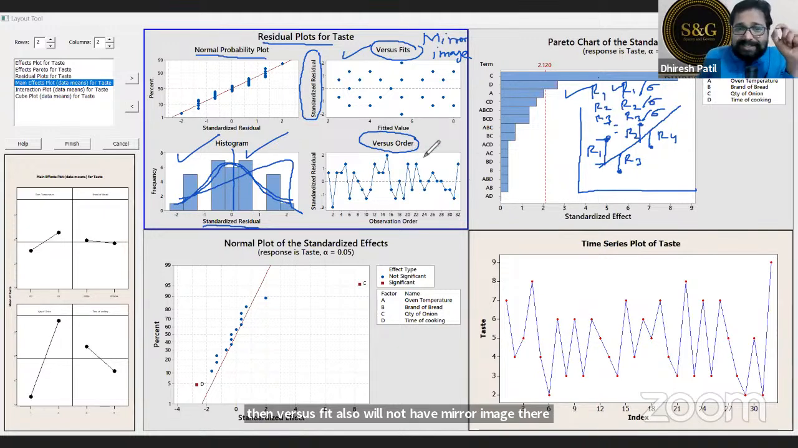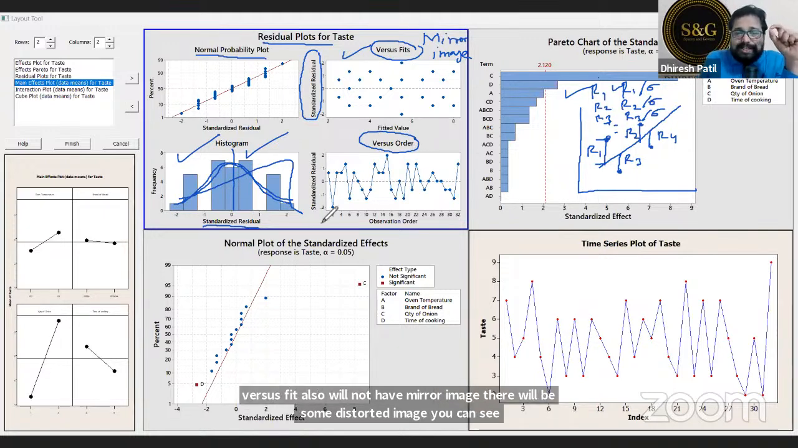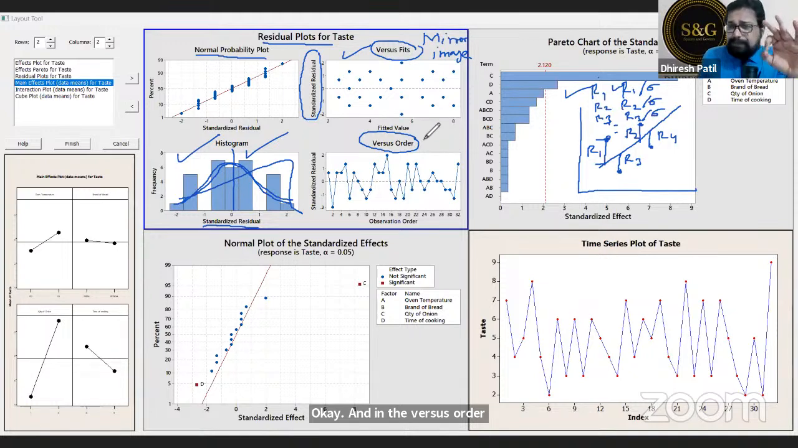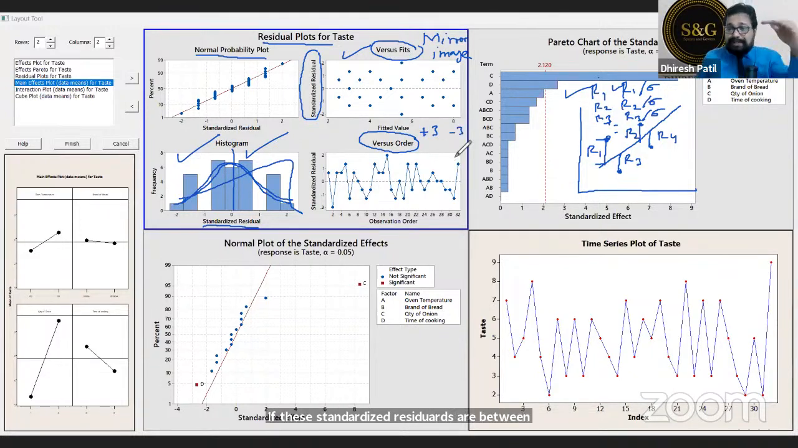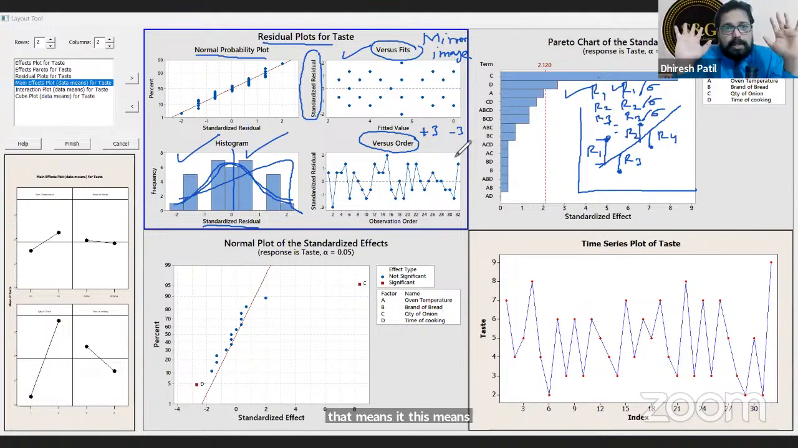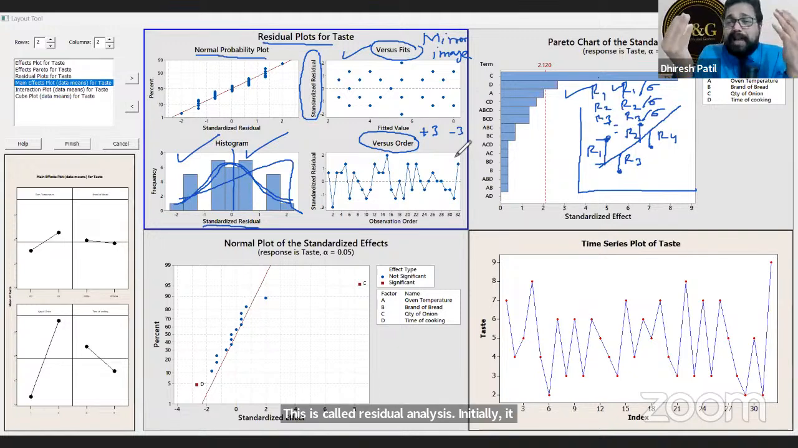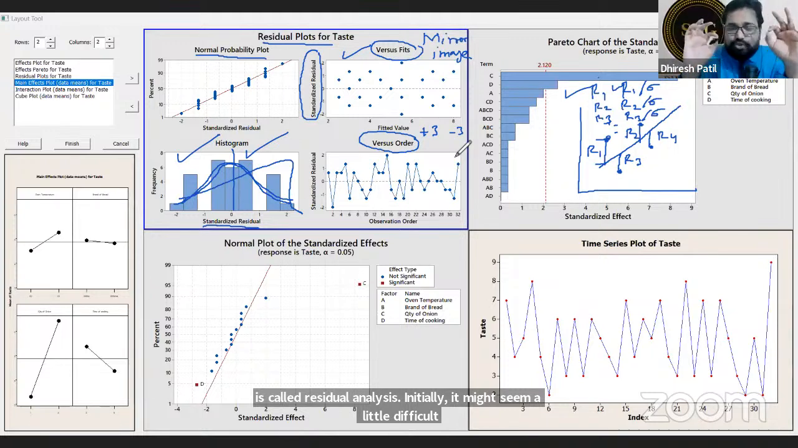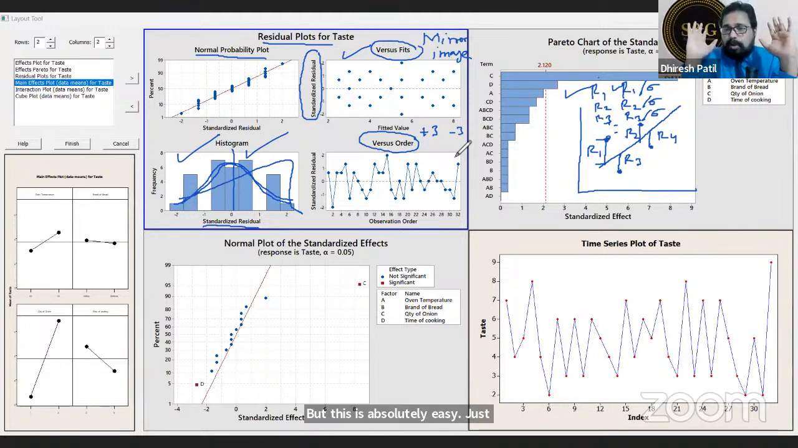And in the versus order, if the standardized residuals are within the band of +3 and -3, that means this data is stable data. This is called residual analysis. Initially, it might seem a little difficult, but this is absolutely easy. Just observe this once. All right?